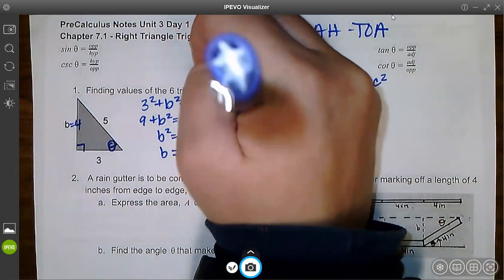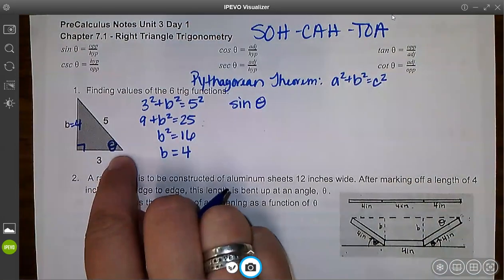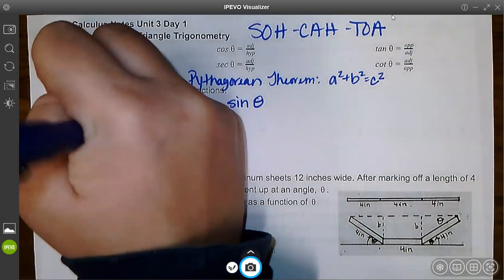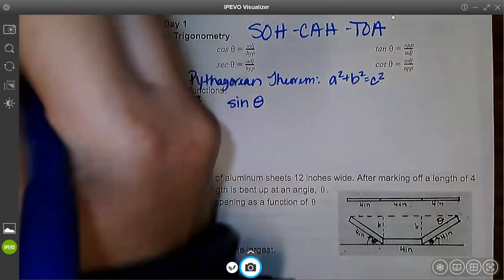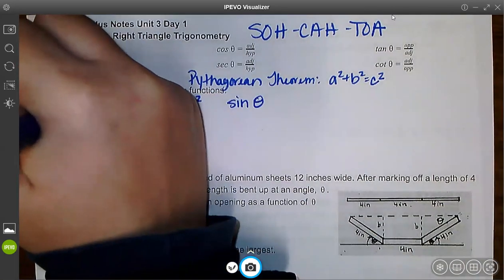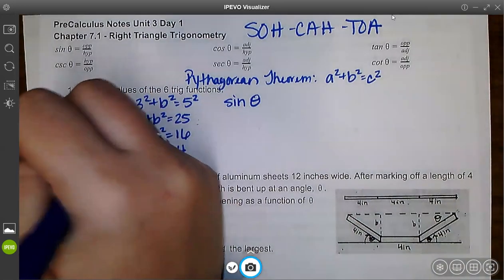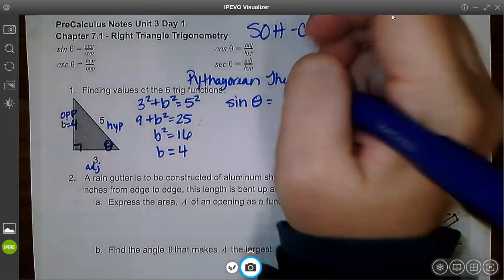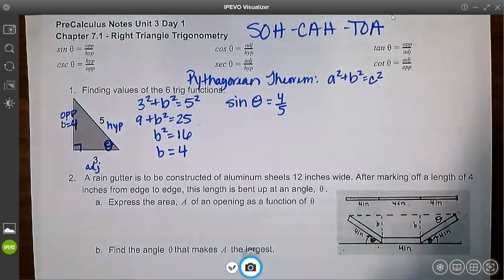So the sine of theta. Once you find your angle, it's good to go ahead and label your triangle. Your hypotenuse is always the one across from your right angle. Your opposite is the one that's across from the angle you're talking about. And your adjacent is the one that's next to the angle you're talking about. So sine equals opposite over hypotenuse, so that'll be 4/5.